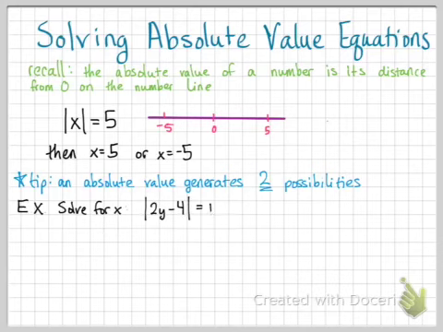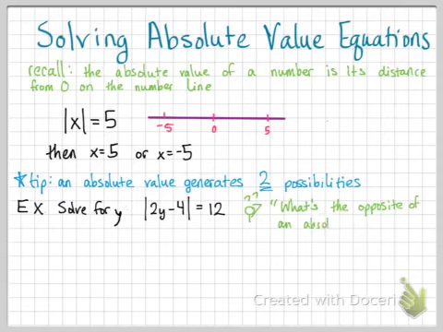Alright, solve for y in the expression: the absolute value of 2y minus 4 equals 12. Well, how do you deal with an absolute value bars?